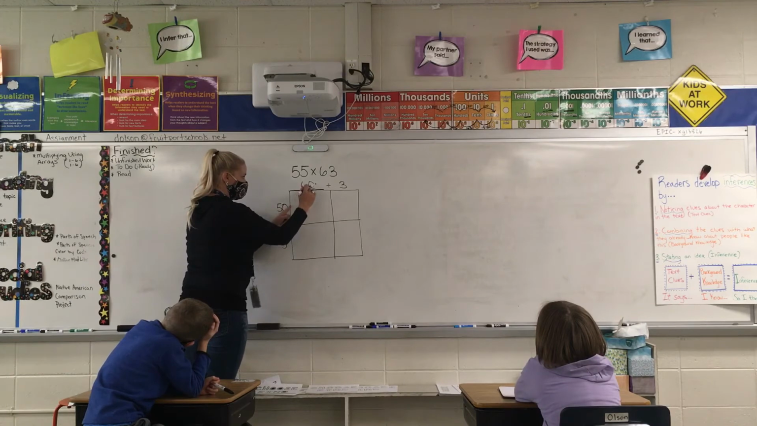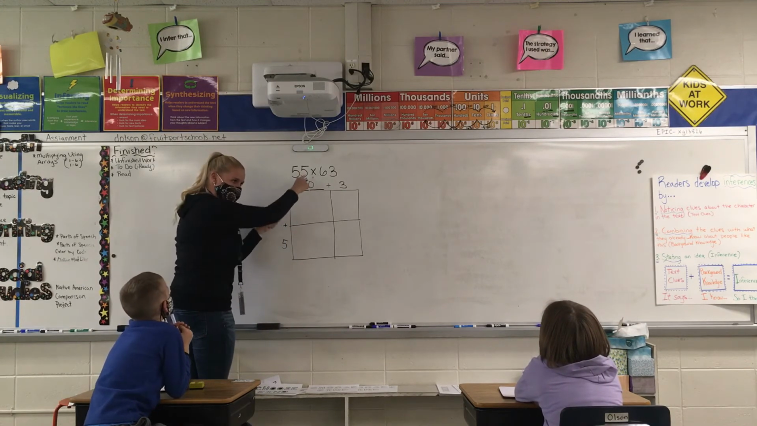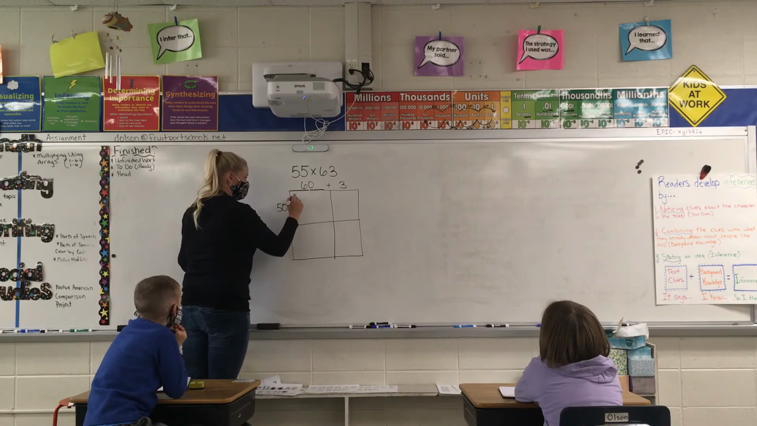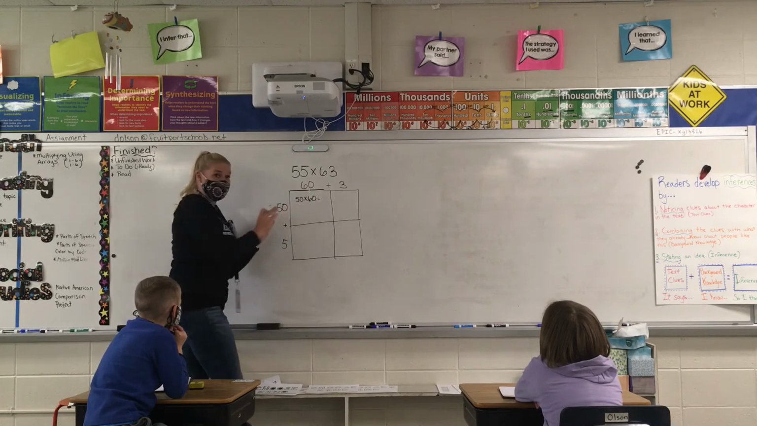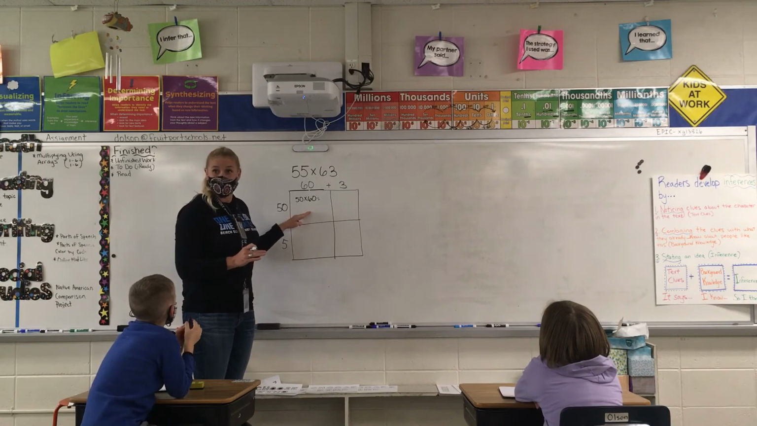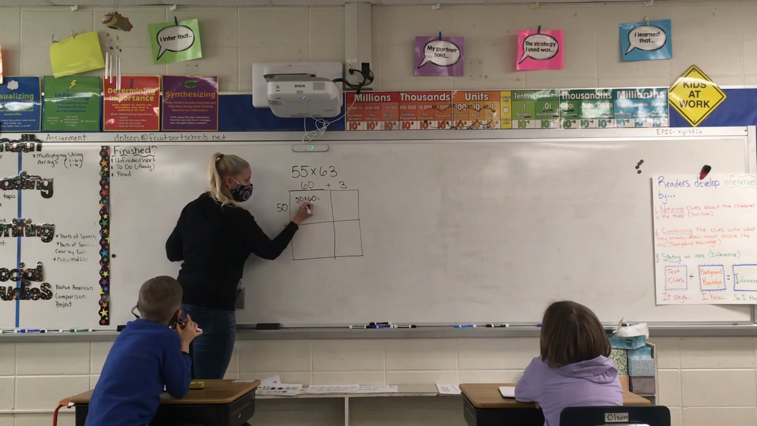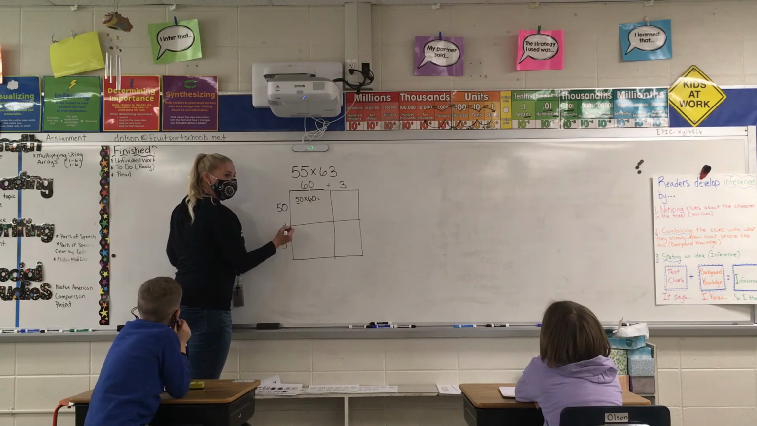So here, sometimes kids need to see this. It's okay to touch your paper and point where it meets. So I'm going to have 50 times 60. Okay? And some kids also like to do one box at a time. And that's okay too, and that's what I'm going to show you right now. Okay? So I'm going to do 5 times 6 is what?